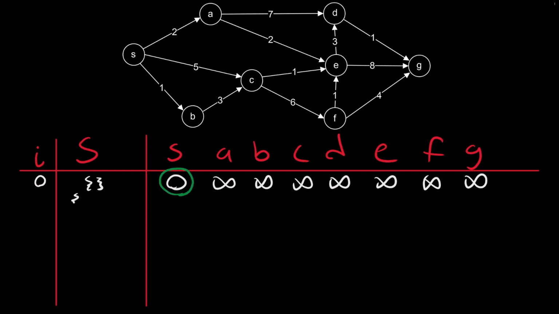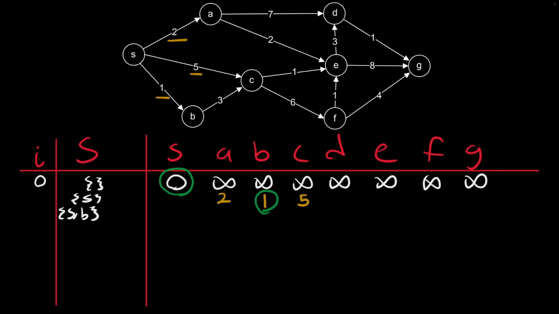So our priority queue has S in it now, and from S, we look at the table above. We see 2, 5, and 1. A has 2, B has 1, and C has 5. Take the smallest one and lock that in. So we have the set S and B.